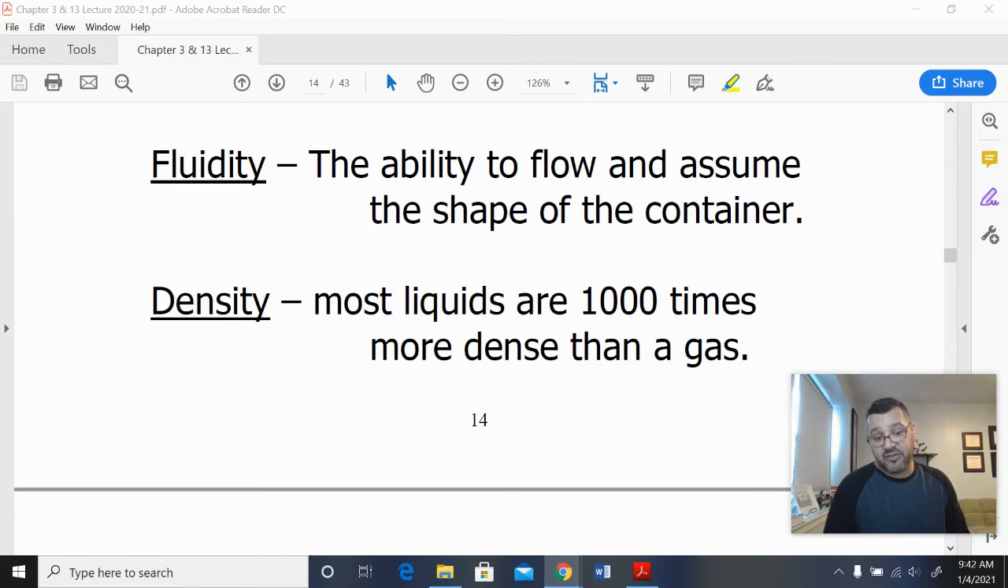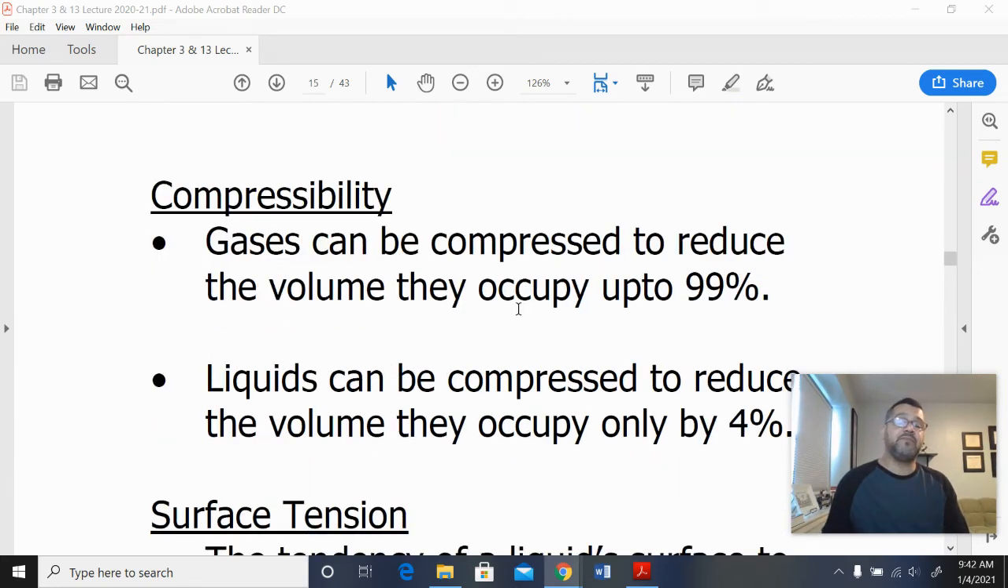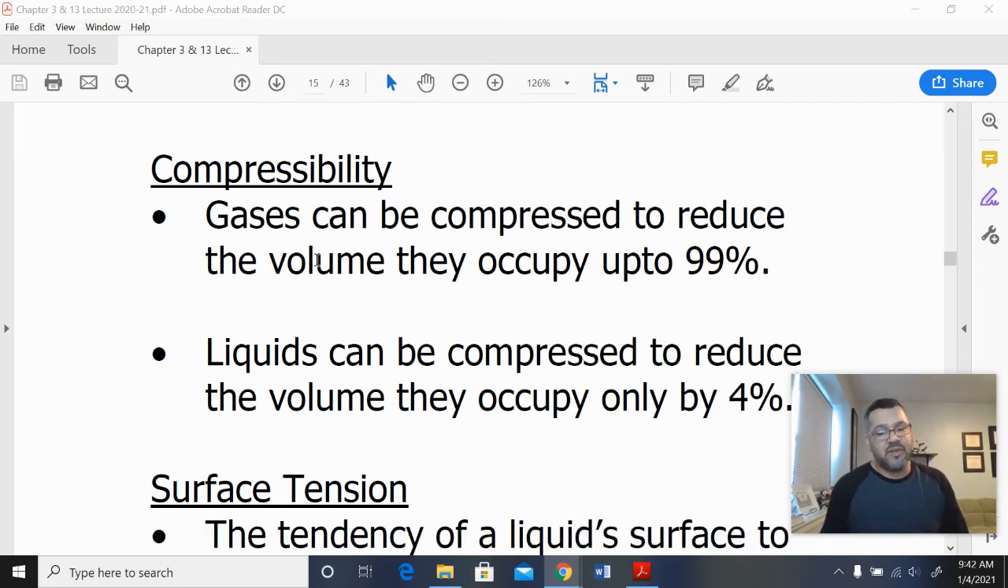Because these particles are stuck together, they're stuck together better in a smaller region of space, they end up being more dense. So most liquids are about 1,000 times more dense than a gas, and that's a significant amount. Because the gas particles are all over the place, you can squeeze them down a lot. But for liquids, they're already very close together. So liquids can only be really compressed about 4% of their actual volume.